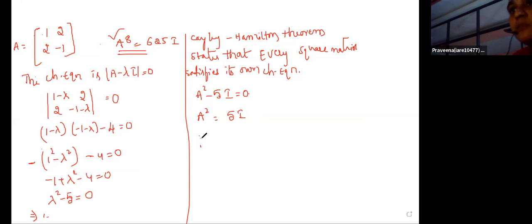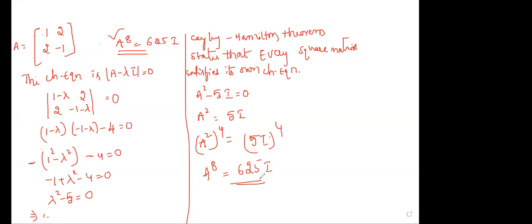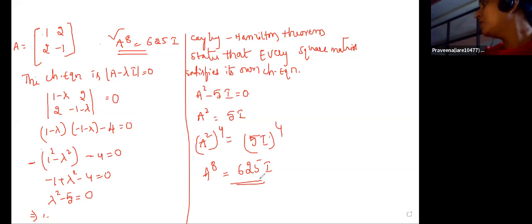From that, take both sides to the power of 4. That is, (5 into I) power 4. That is, A power 8 is equal to 625 into I. Okay, this is the answer for the question. Note down. If you have any doubts, just note down.